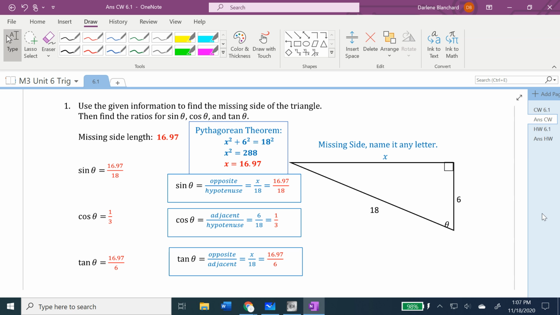So for the 16.97, someone wrote that a little bit ago. Yes, that is correct.